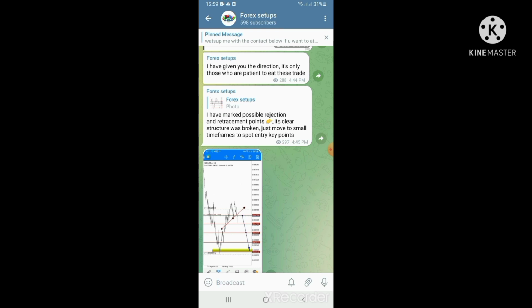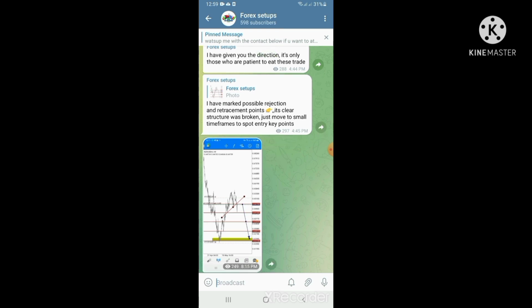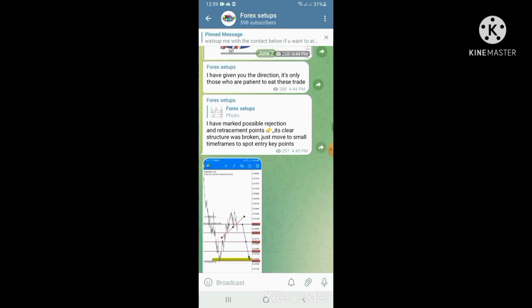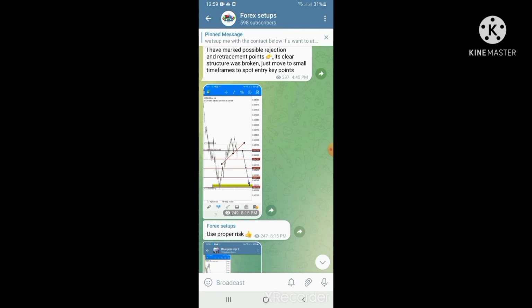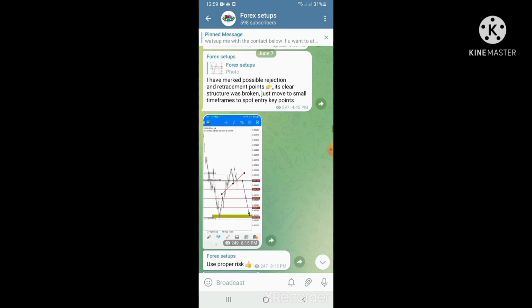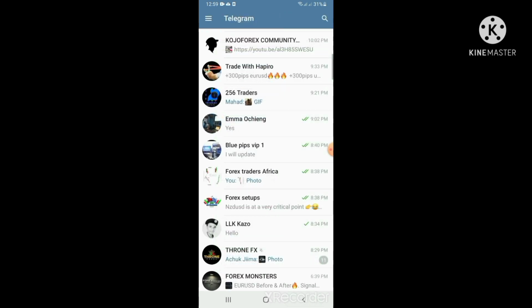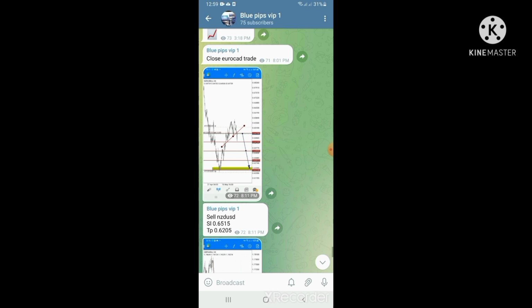Its clear structure was broken. Just move to small time frames to spot entry points. I have given you the direction. It's only those who are patient who hit this trade, and only a few people held the trade down until the TP was hit. So it takes these rejection and retracement points around numbers. And if you also check my VIP group, I gave a sell on NZDUSD, the same thing. So now watch the video and you'll understand all the analysis, how to do it.